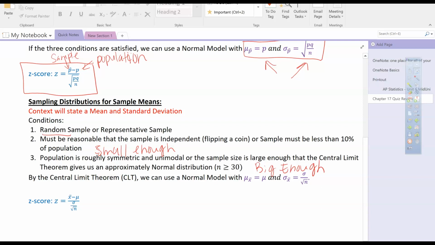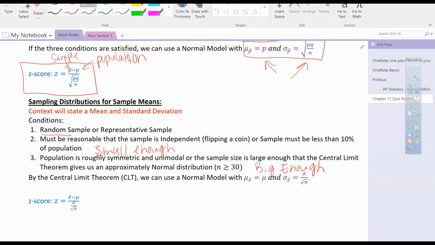And then by the central limit theorem, we can use a normal model with, again, you guys need to memorize these things, so let me find my different colored pen. This right here, mu of x bar is equal to mu, and sigma of x bar is equal to sigma over the square root of n. And again, make sure you guys know how to calculate those for the quiz tomorrow. And then your z-score again is over here.